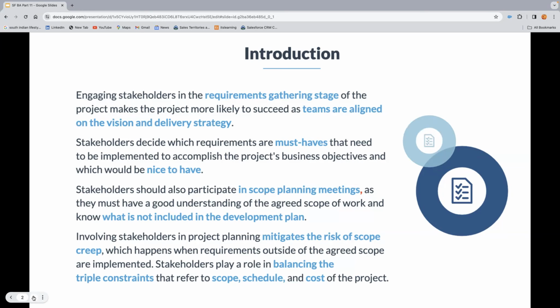Stakeholders should also participate in scope planning meetings, as they must have a good understanding of the agreed scope of work and know what is not included in the development plan. Involving stakeholders in project planning mitigates the risk of scope creep, which happens when requirements outside of the agreed scope are implemented. Stakeholders play a role in balancing the triple constraints that refer to scope, schedule, and cost of the project.